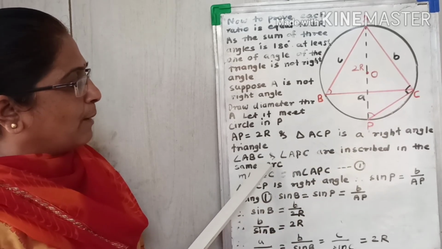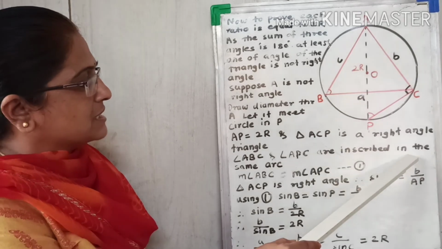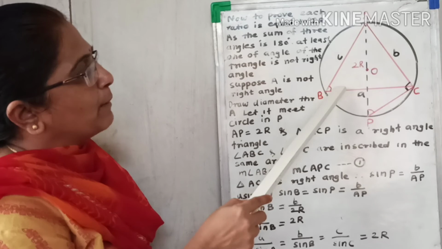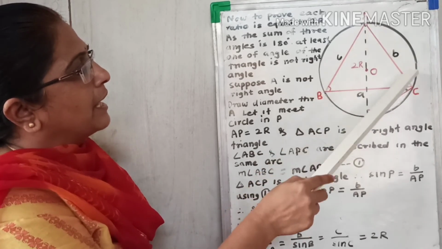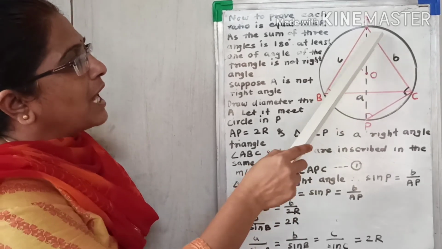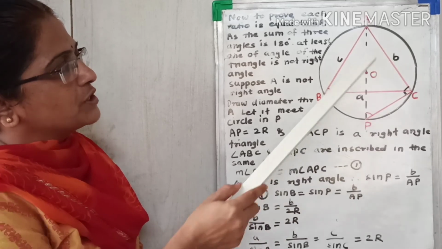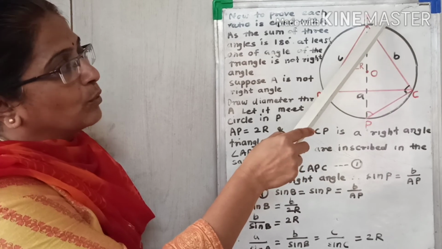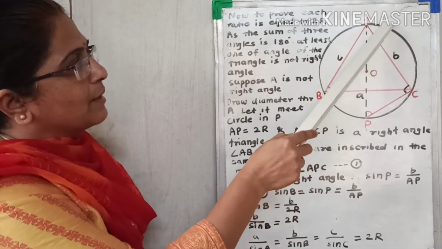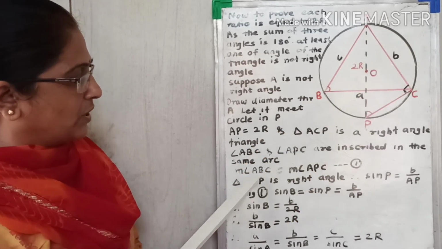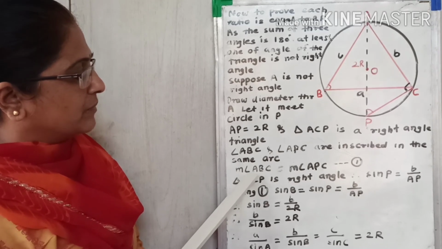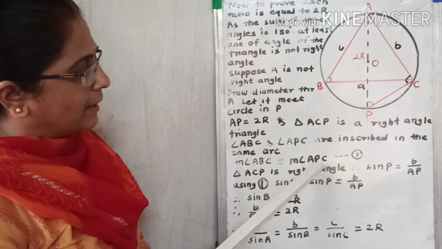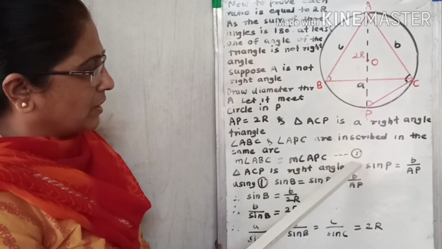Angle ABC and angle APC are inscribed in the same arc. Okay. Now observe angle ABC and angle APC. Both are inscribed in the same arc. Which arc? That is arc AC. Both angles are inscribed by the same arc, that is AC. Okay. Therefore the measure of angle ABC is equal to angle APC. Number 1.